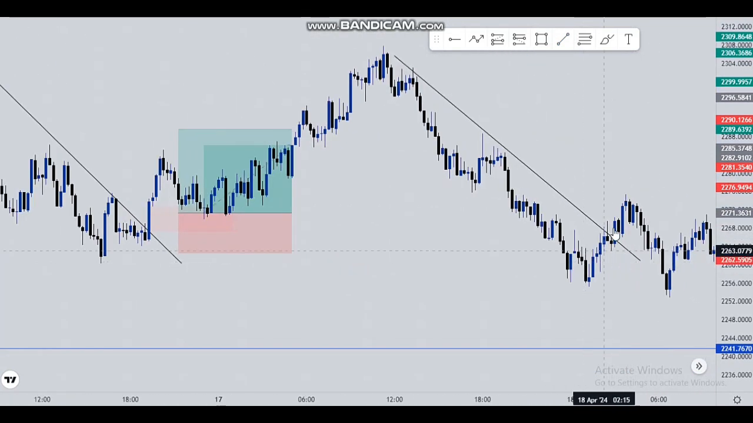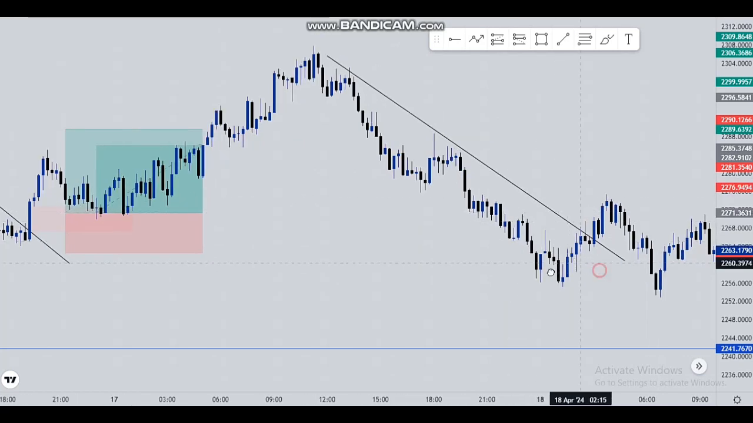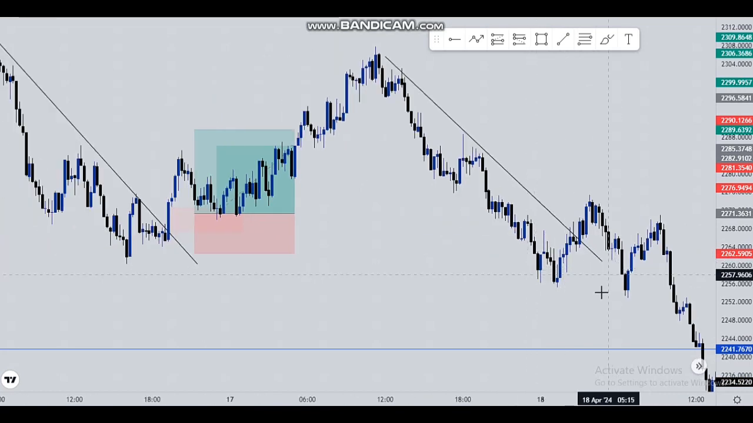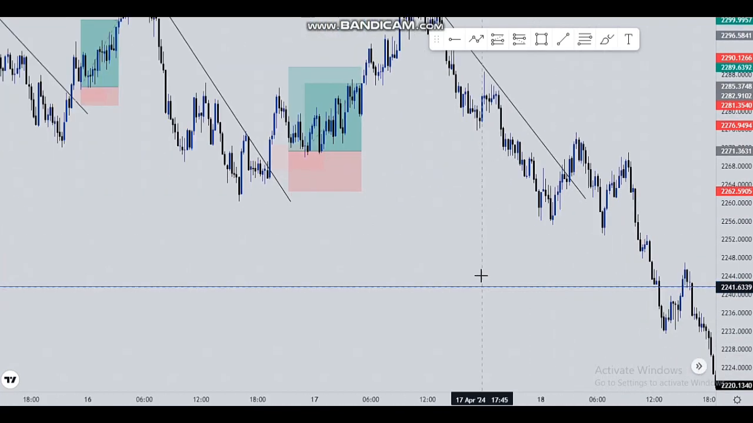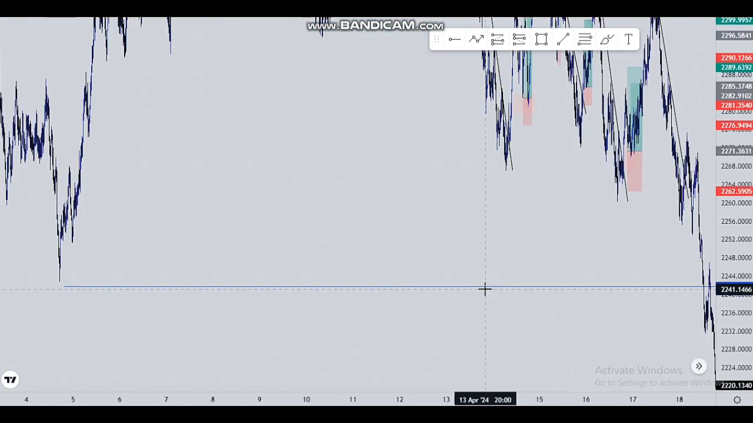Was there any imbalance here? No. Any zone where you don't see imbalance, don't bother taking the trade. Any zone where imbalance does not exist, allow the trade to play out. Don't disturb yourself. Free it. Okay? We're still looking, and if you observe, the structural low was violated here.